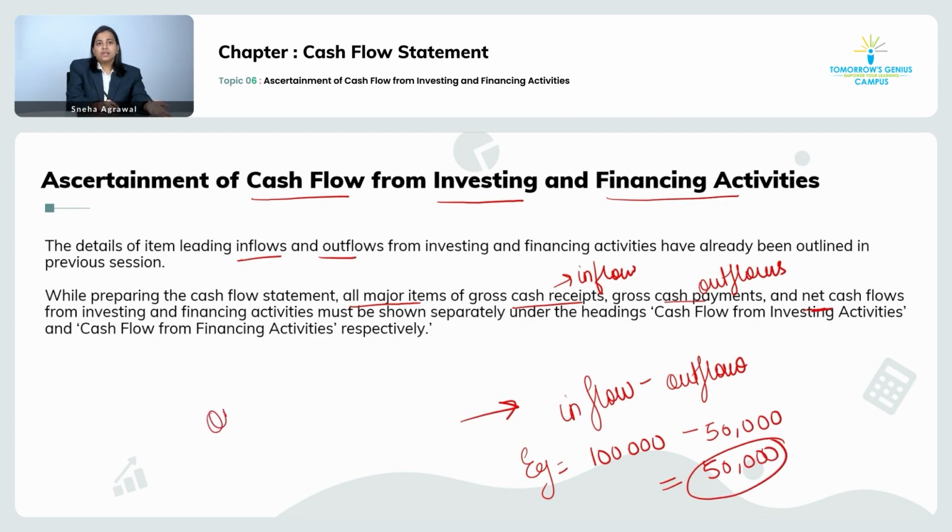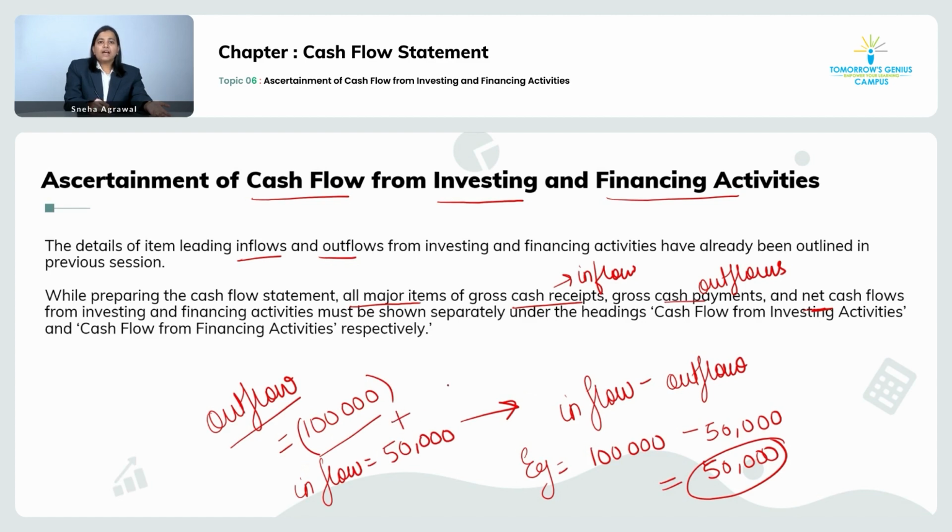Reverse: if I say cash outflow, I have made repayments worth 1 lakh, and I have issued the shares in the market, say 50,000, of which there is an inflow of 50,000. So outflows are negative and inflows are positive. If we add both of these, I get 50,000 as negative cash outflow. So net cash flow means what? Cash inflow plus or minus cash outflow.